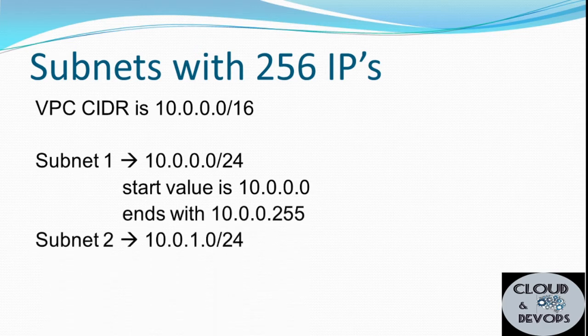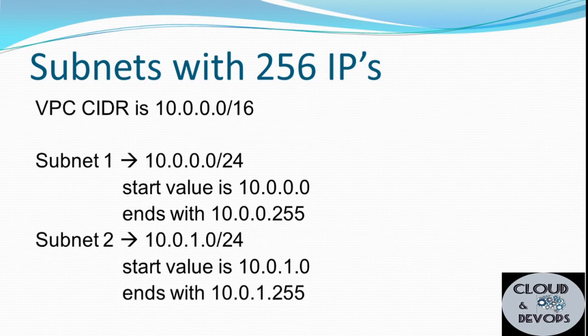So the next available block for subnet 2 is 10.0.1.0, because we can't use the same IP range for the next subnet. The range 10.0.0.0 to 10.0.0.255 is occupied by the first subnet. So we are choosing 10.0.1.0/24 for the second subnet. The starting value for the second subnet is 10.0.1.0 and it will increase till 10.0.1.255.